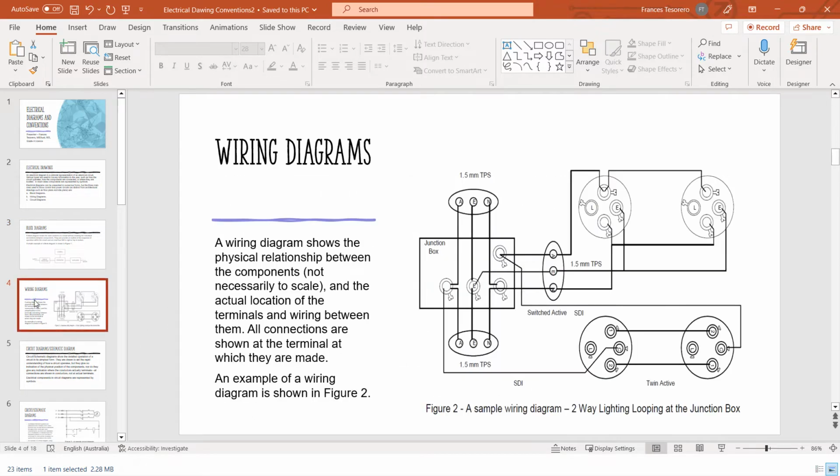When you go to the wiring diagram, it shows you the specific terminals and the physical drawing of, for example, this baton. Sometimes electricians draw this one. It shows you all the physical details, even the screws, the terminations, and the pathway of this specific wiring. So that is the wiring diagram.